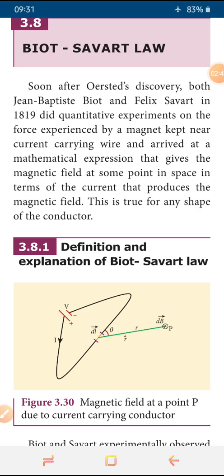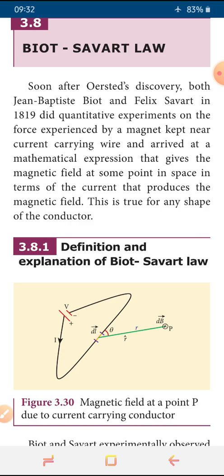So first we'll see the introduction to Biot-Savart law. After Oersted's discovery, you all know about it. What did he discover? He showed that whenever electric current flows, a magnetic field is produced. Then Jean-Baptiste Biot and Felix Savart did experiments in 1819 on the force exerted by a magnet near a current carrying wire, and they gave a mathematical expression. After the Oersted experiment, these scientists explained mathematically how to calculate how much magnetic induction will be produced. We are going to see that here.